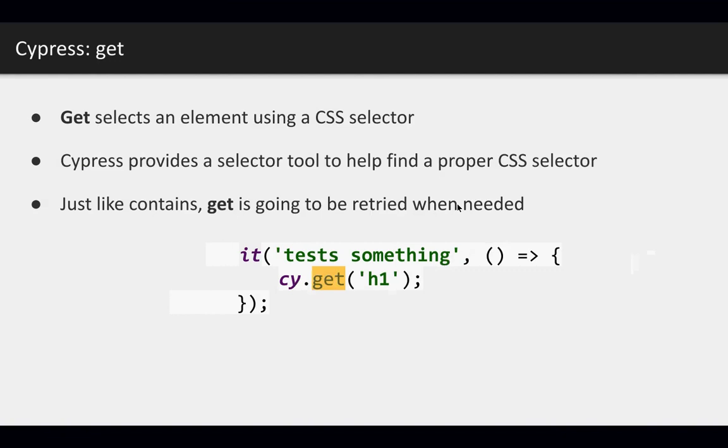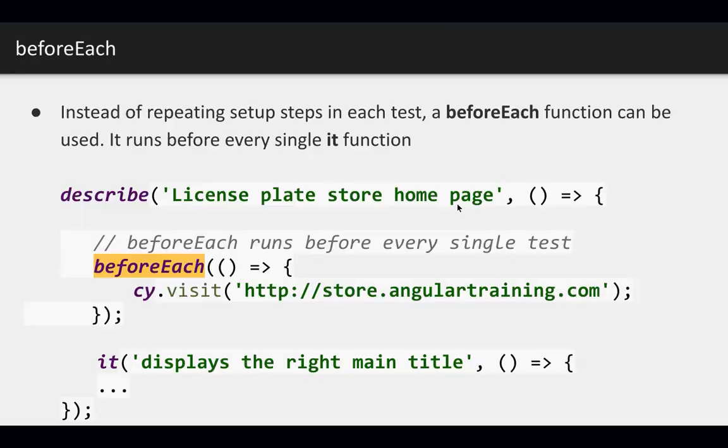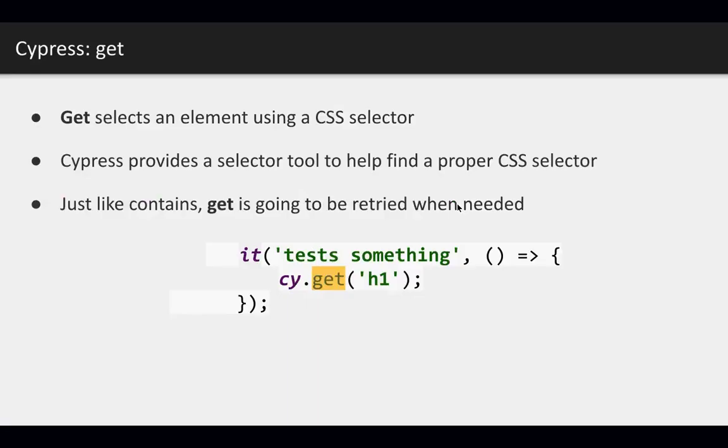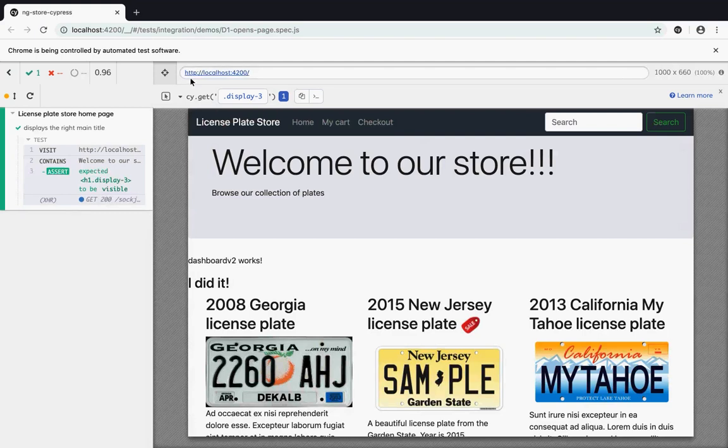So get is the other selector. We have contains that's going to check for text, and get is a CSS selector. So it's going to select an element as you would select it with CSS. Here, if I do cy.get h1, it's going to select all of the h1 HTML elements on my page. And that's where you can use the selector playground we saw earlier to get a selection that's unique. So this one would select the same element. It just matches 1 on this entire page, and I could use that for my test.